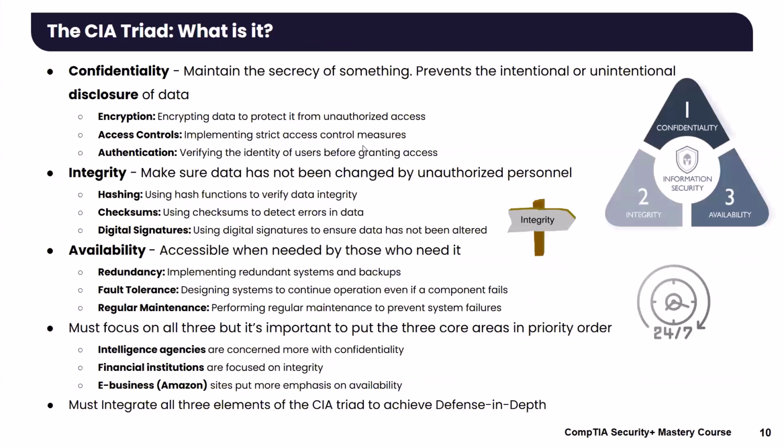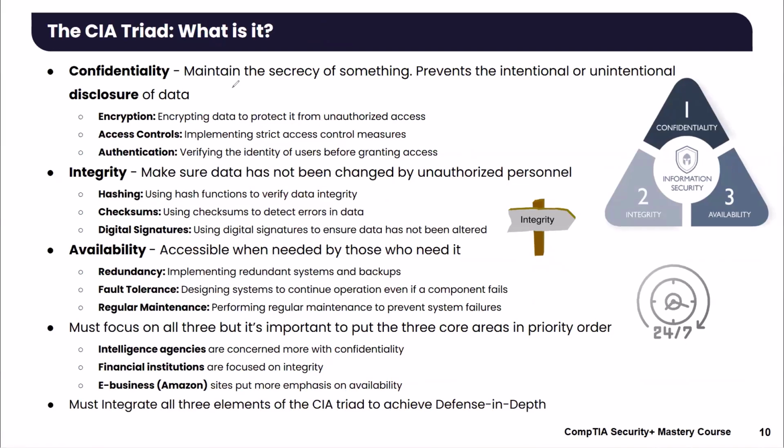Now, let's talk about the things that are going to be on that exam. This was just a little bit of overview. So the CIA. This has nothing to do with the Central Intelligence Agency, like I mentioned. Confidentiality is keeping something secret. It's maintaining the secrecy of something. It prevents the intentional or unintentional disclosure of some kind of data.